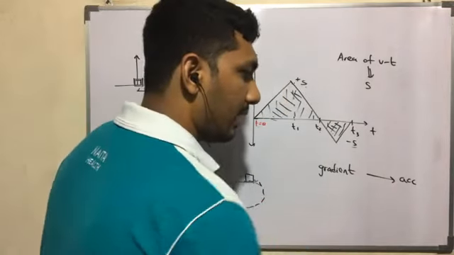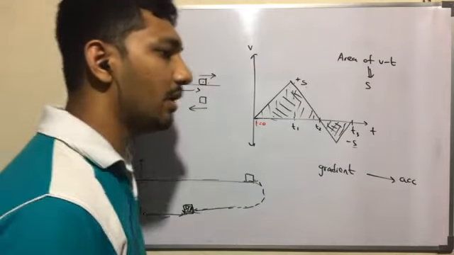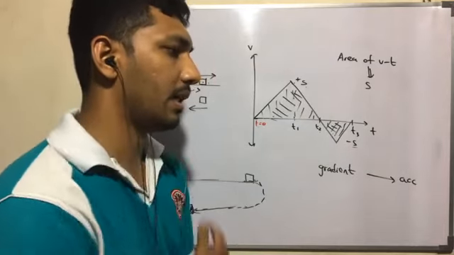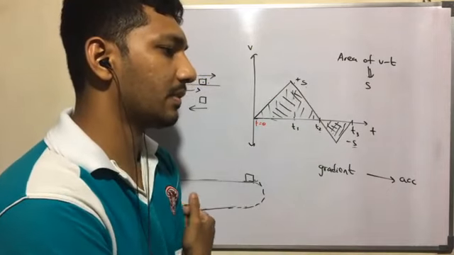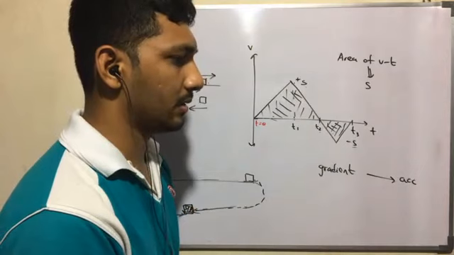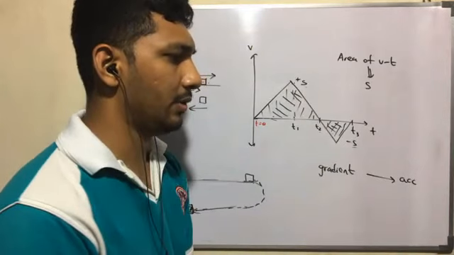Okay, the third statement: the particle accelerates only during time interval 0 to t1. The particle accelerates only in the time interval 0 to t1. What do you think?